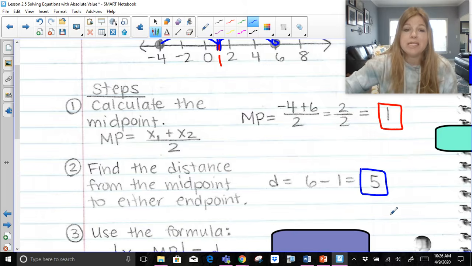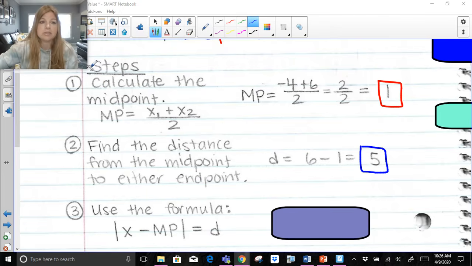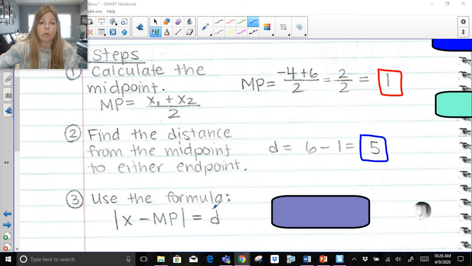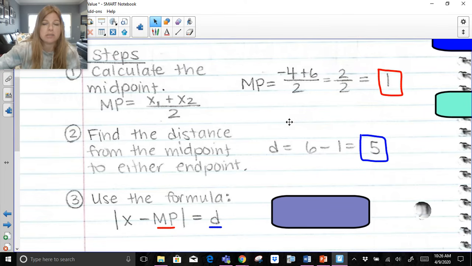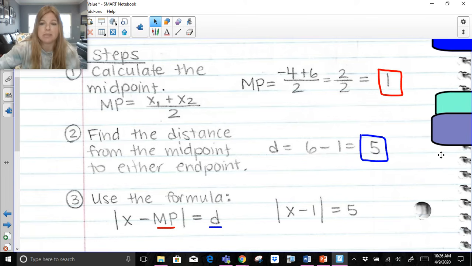The last step is to use this formula. So the formula, just going to move my screen, the formula for the absolute value equation is the absolute value of x minus the midpoint equals the distance. So we know the midpoint, it's 1. We calculated the distance, it's 5. So look how easy the equation is. Absolute value of x minus 1 equals 5. It's x minus the midpoint set equal to the distance.